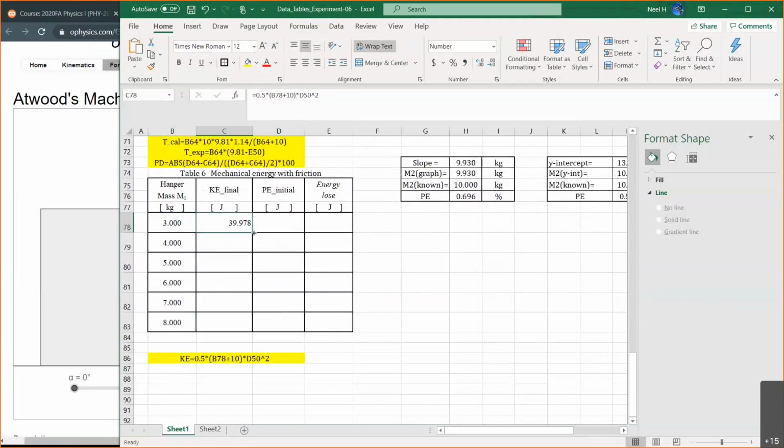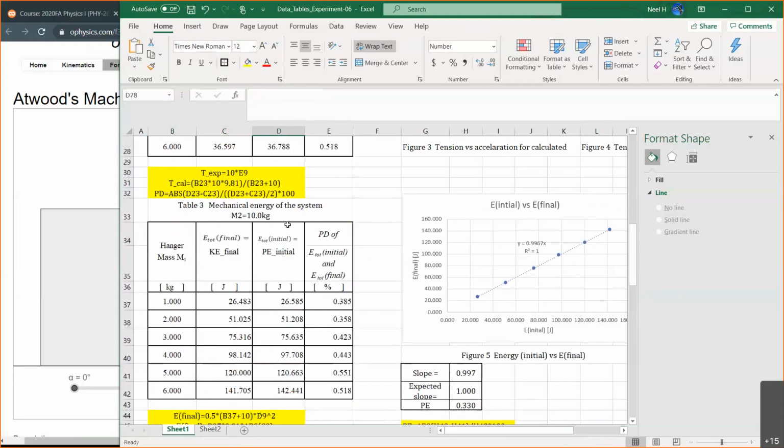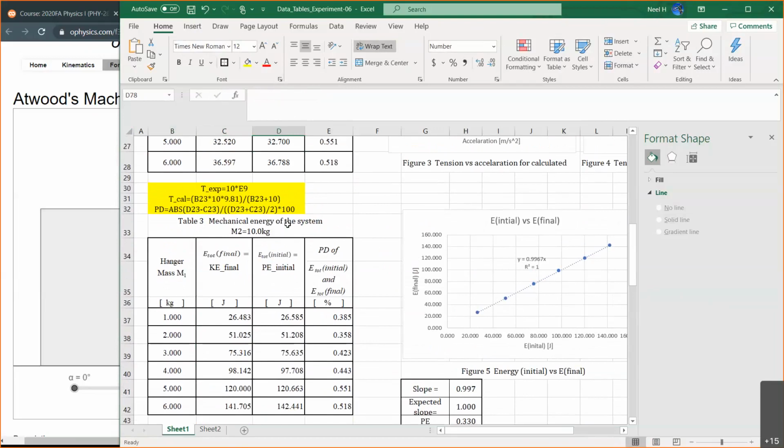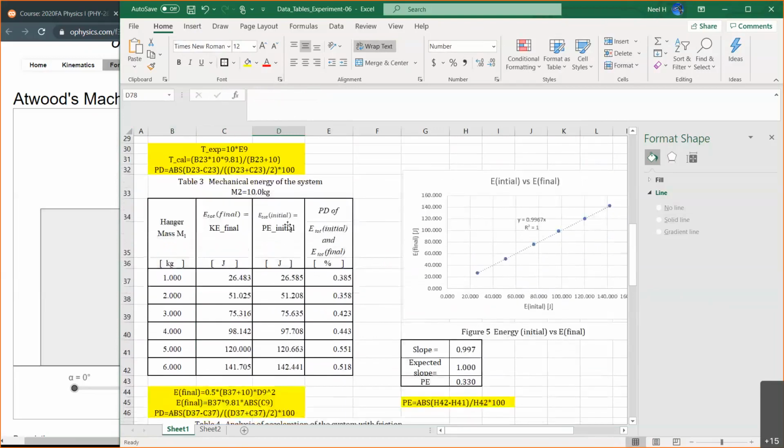And you just need to click and drag. That will do the rest of the calculation for you. You can compare those numbers to the previous values. Where's our previous values? Total energy final.